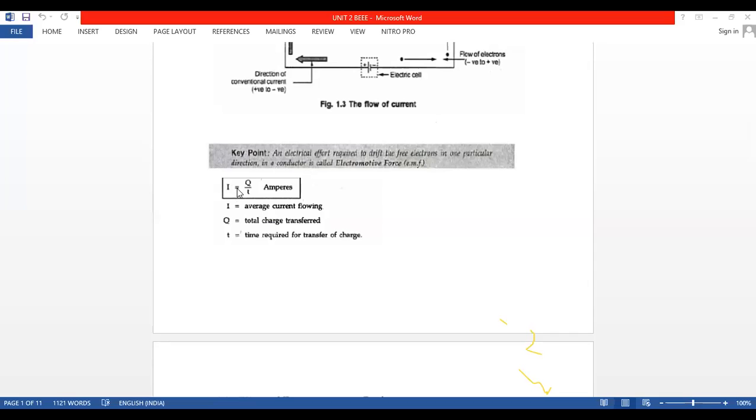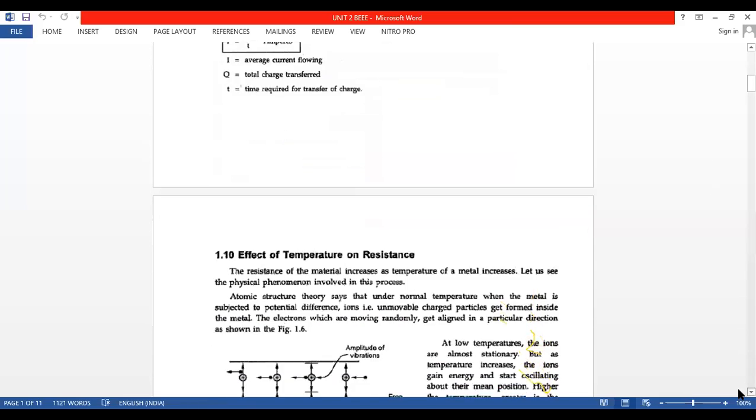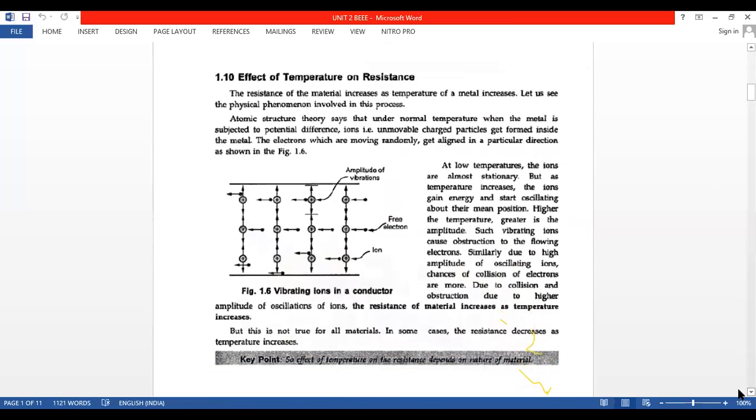So what is the formula for the current? I is equal to Q by T. So this is the basic definition of current, and for electromotive force you can write the definition. Now let us move to today's topic. As I mentioned, the second unit is entirely resistors. Anyone tell me what is the definition of resistance?